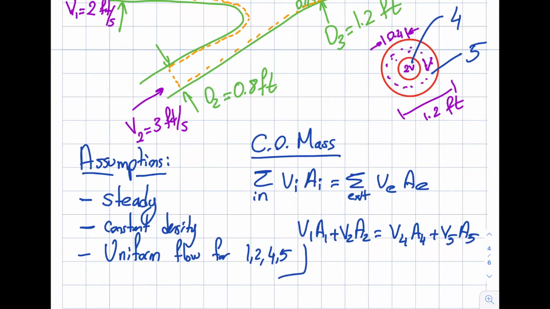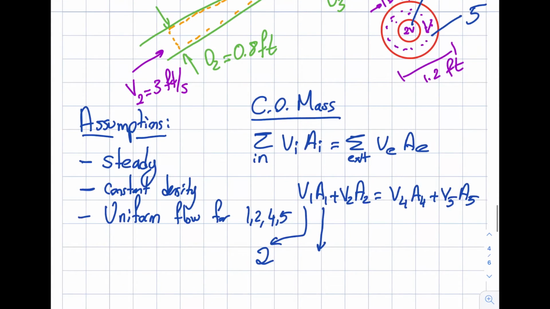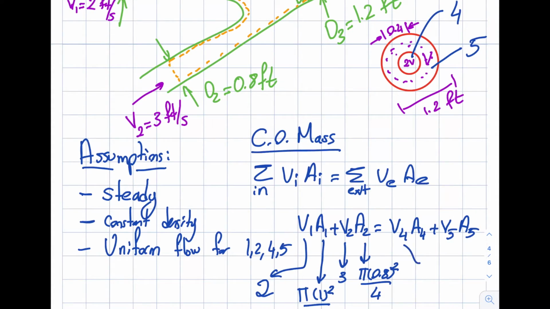Simply, I go ahead and write my numbers in. V1 is 2, I can see barely over there, right? A1 is, I think it was 1, right? Yeah, pi times 1 squared divided by 4. V2 is right over there, it's 3. A2 is pi times 0.8 squared divided by 4. V4, 4 is the central region, so that's 2V. What about A4? That is going to be pi times 0.4 squared over 4, right? So that part is easy. What about V5? V5 is V, that's given to me. So 2V is for section 4, V is for section 5. What about the area 5?